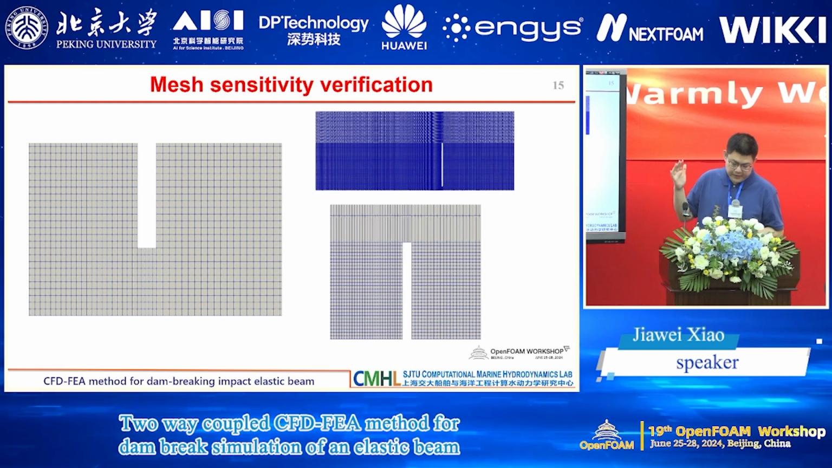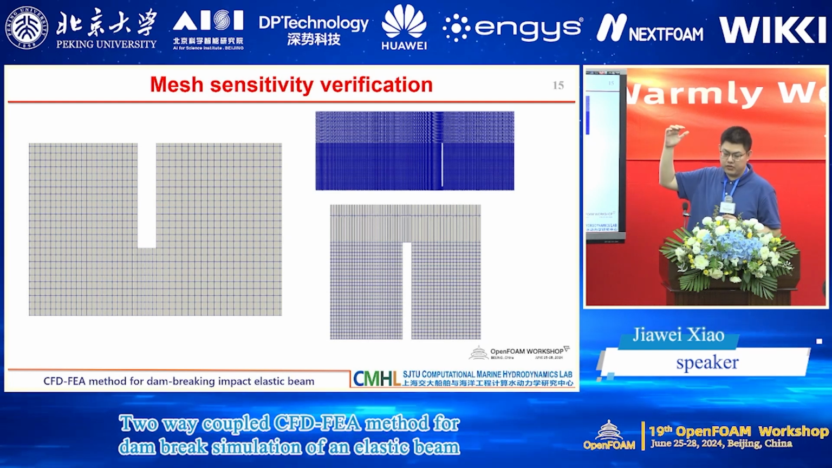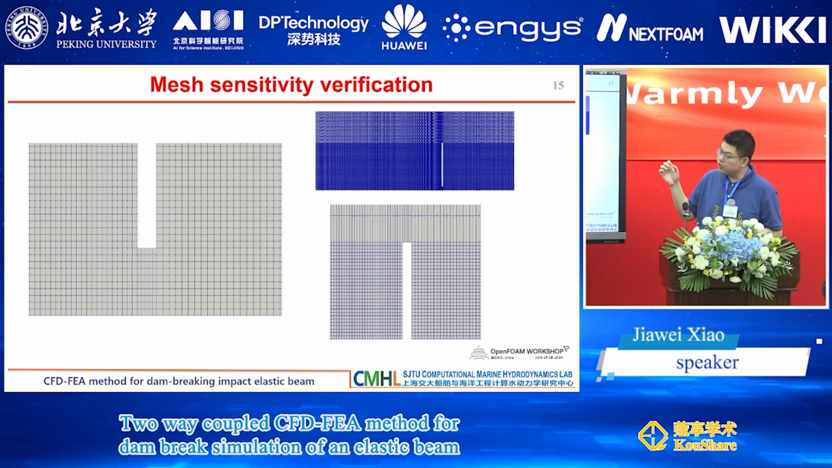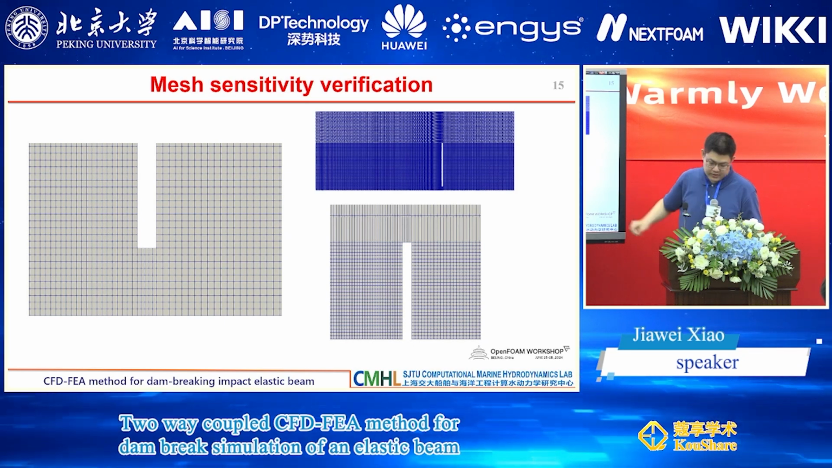And because of the fixed part of the upper grid, the upper grid is relatively coarse, and the lower grid is fine.